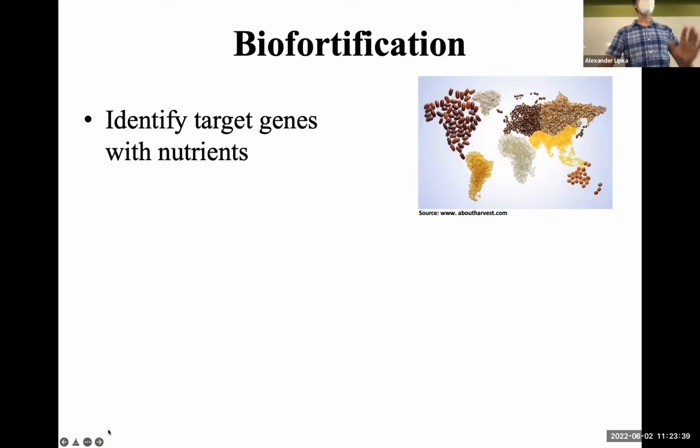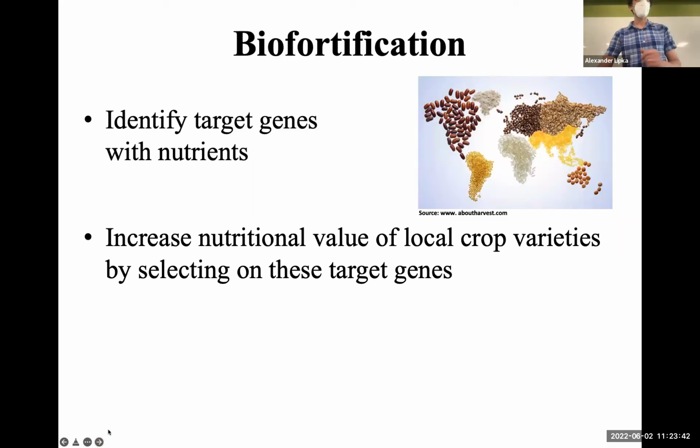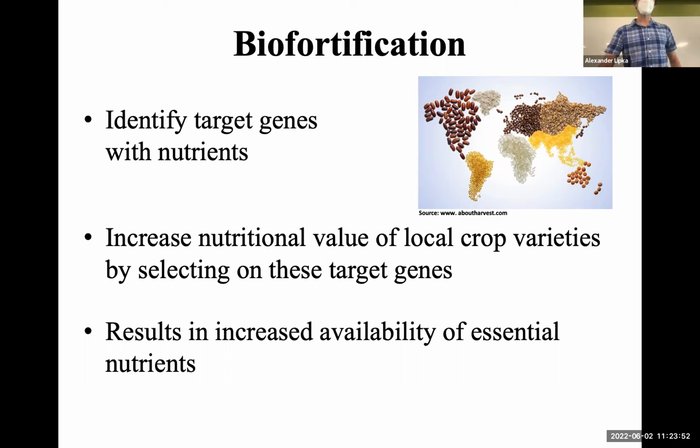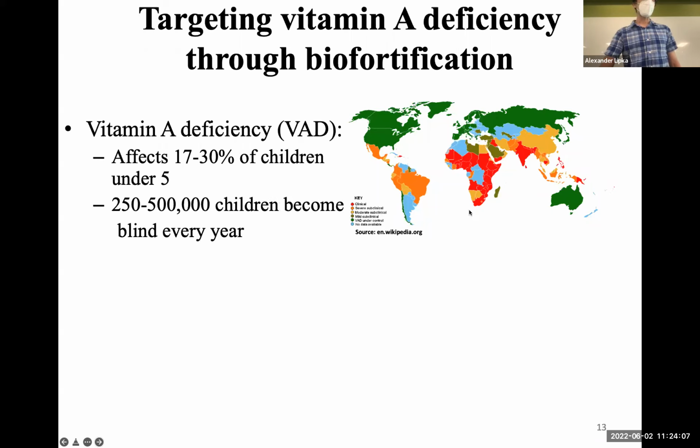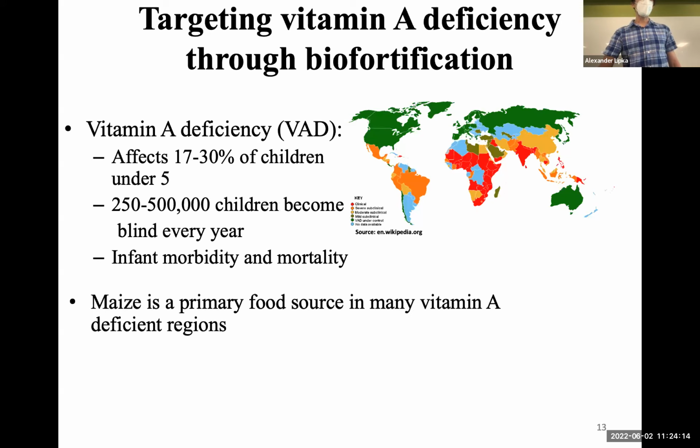So with biofortification, we want to identify target genes associated with nutrients. And by finding these genes, one can do marker-assisted selection on these target genes and increase bioavailability of essential nutrients in local germplasm. Vitamin A deficiency, this might be a somewhat old picture, affects 17 to 30% of children under 5. Up to 500,000 children become blind every year, and it results in morbidity and mortality.